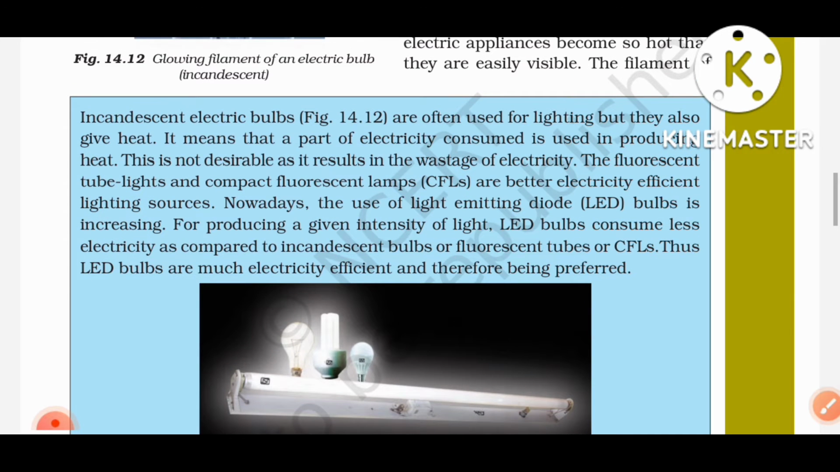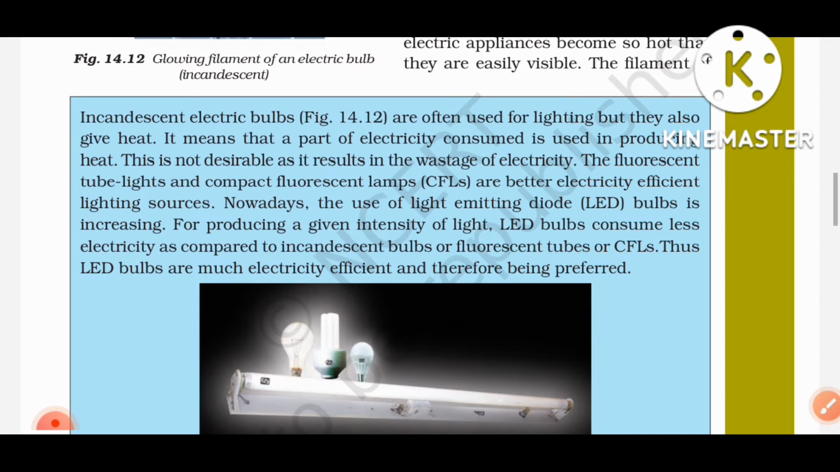Incandescent electric bulbs (Figure 14.12) are often used for lighting, but they also give heat. It means that a part of the electricity consumed is used in producing heat. This is not desirable as it results in the wastage of electricity.